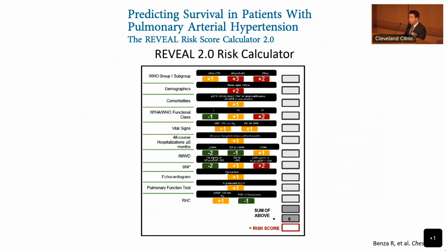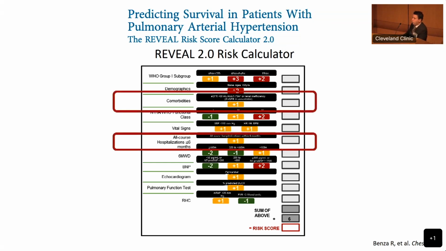And now this model, or this calculator, also uses these kind of weighted variables in which those that are associated with worse prognosis had a higher value compared to those that had a more favorable prognosis, which actually was protective in a way. And you simply add up all the variables and their values, add 6, and you get a risk score. Now, I want to just point out that the REVEAL calculator introduced 2 additional variables that were important, and that is chronic kidney disease and all-cause hospitalizations, as this has been associated with a poor prognosis, and so they included this in the risk calculator.